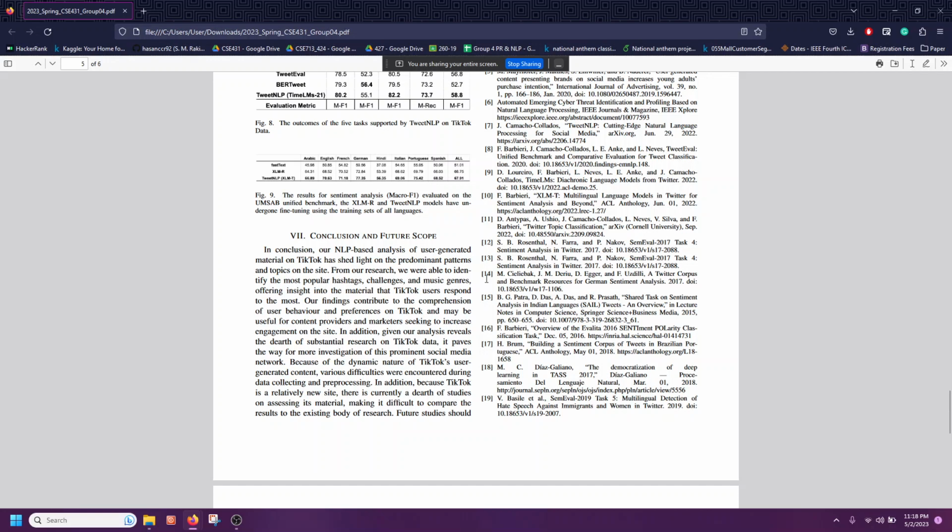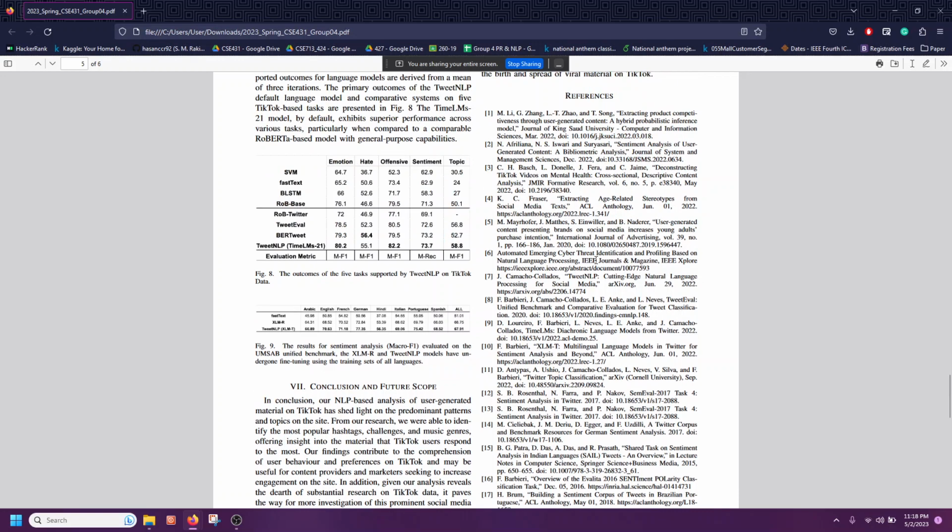In addition, our analysis reveals the dearth of substantial research on TikTok data, which paves the way for more investigation of this prominent social media network. Because of the dynamic nature of TikTok's user-generated content, various difficulties were encountered during the data collection and pre-processing. In addition, because TikTok is a relatively new site, there is currently a dearth of studies on accessing its material, making it difficult to compare the results to the existing body of research.